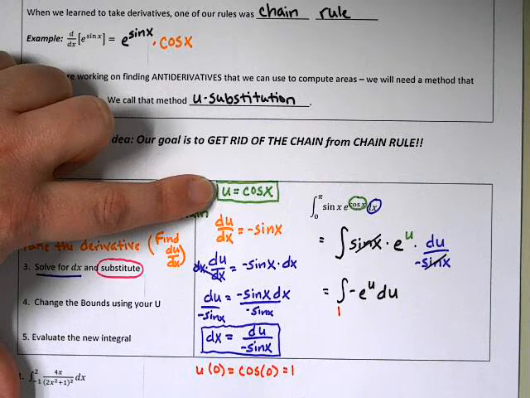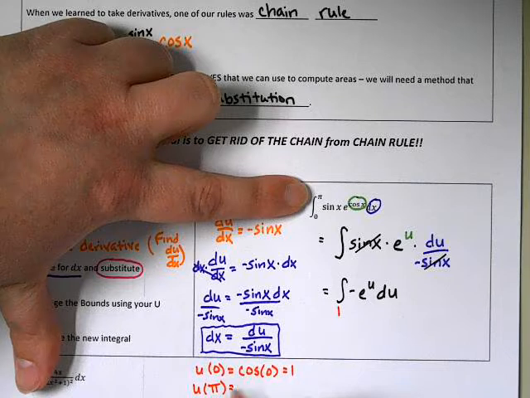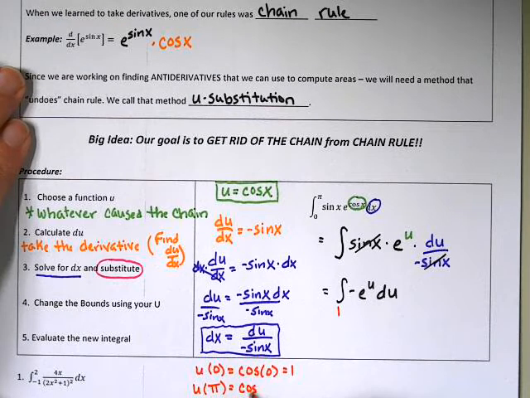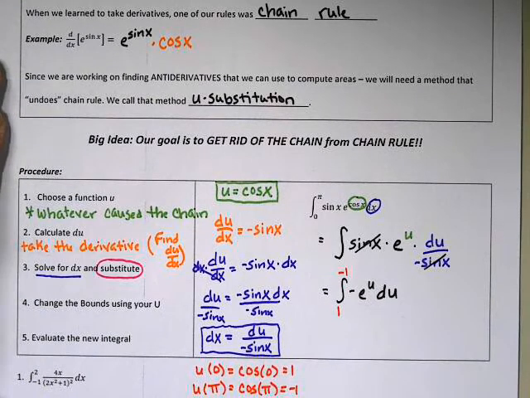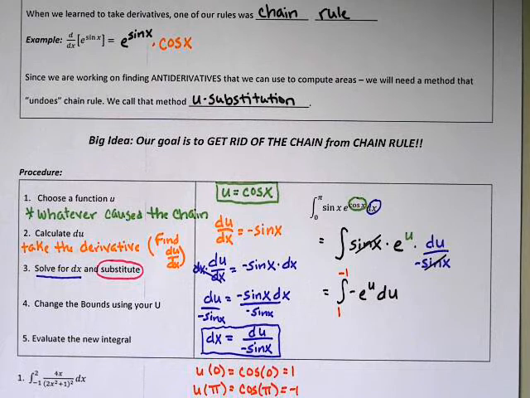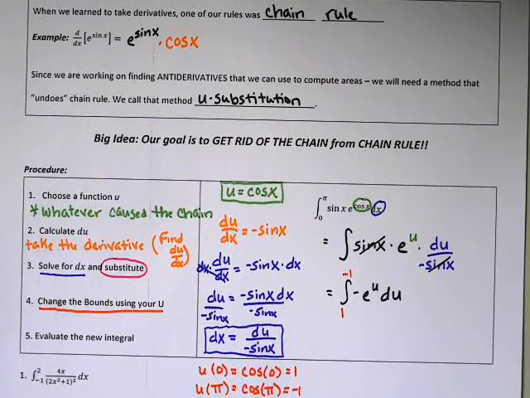And then I'm going to figure out my upper bound. So u of pi means do the cosine of pi. So that's negative 1. So my upper bound is actually negative 1. Now, from this step, everything that we are going to do is stuff that we've already been doing. We're going to take the antiderivative and then just evaluate the integral.